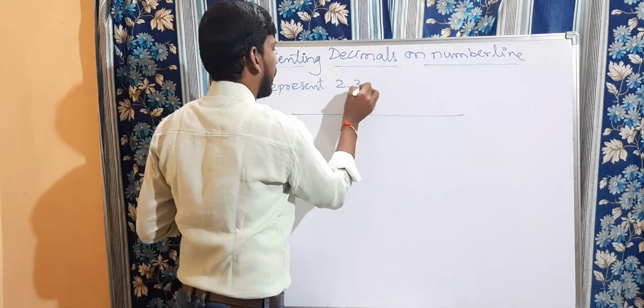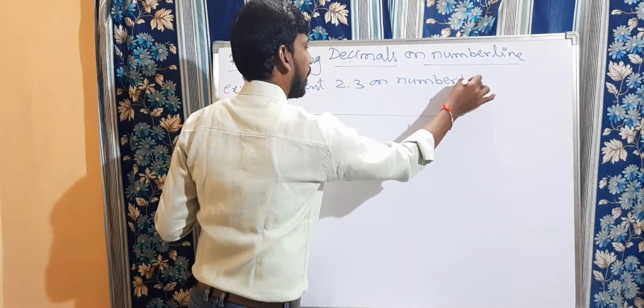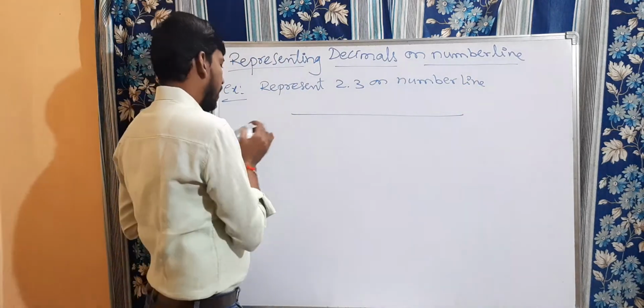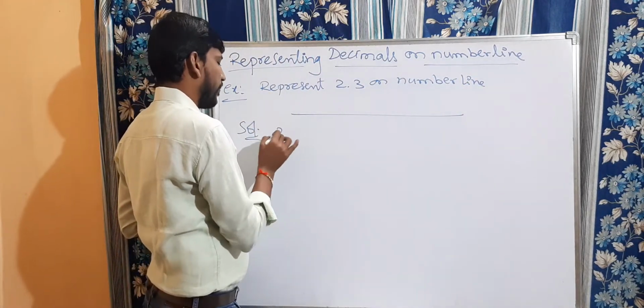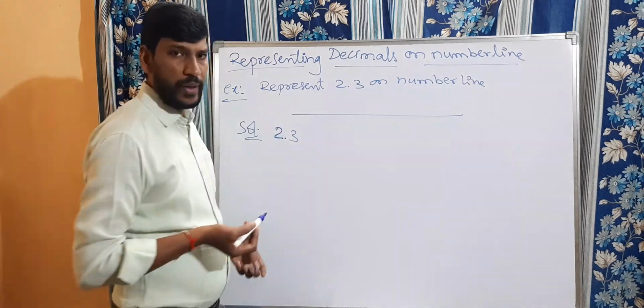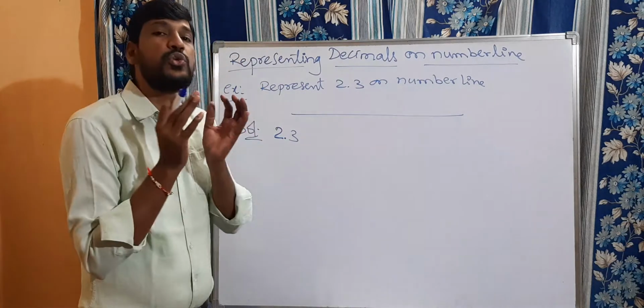Represent 2.3 on the number line. First of all, see this here. The given number is 2.3. So now, 2.3 lies between which two values?